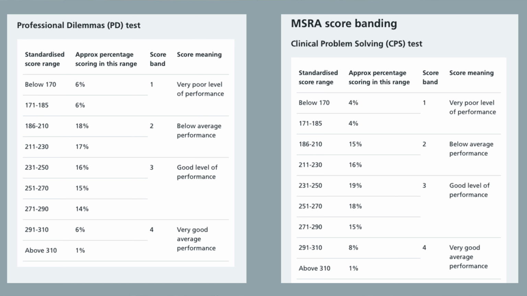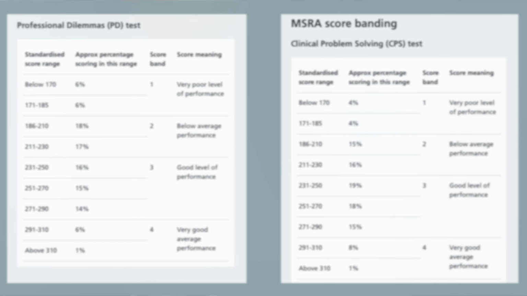Health Education England have released these tables which outline what is considered a good score for each paper, and you can see it here. Some specialties will use a minimum MSRA score required to be given for an interview. For example, radiology last year used a score of 543, a combined score on the CPS and PD, to decide which applicants were offered an interview and which ones weren't. This is becoming increasingly competitive, as the year before the cut-off for radiology had been 521.